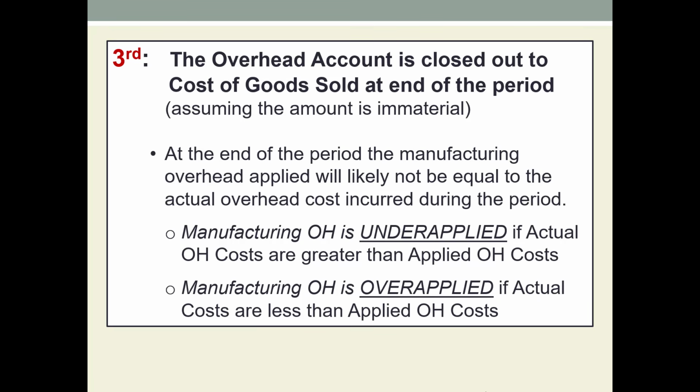So at the end of the period, it is likely that your actual overhead cost incurred will not equal the overhead cost assigned to inventory. Overhead is underapplied if actual costs are greater than applied cost, and it's overapplied if actual costs are less than applied overhead costs.